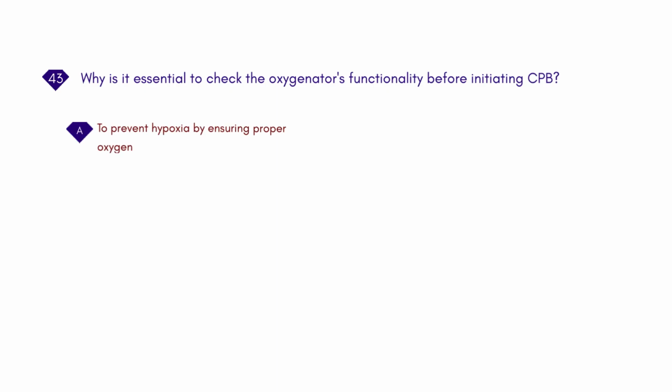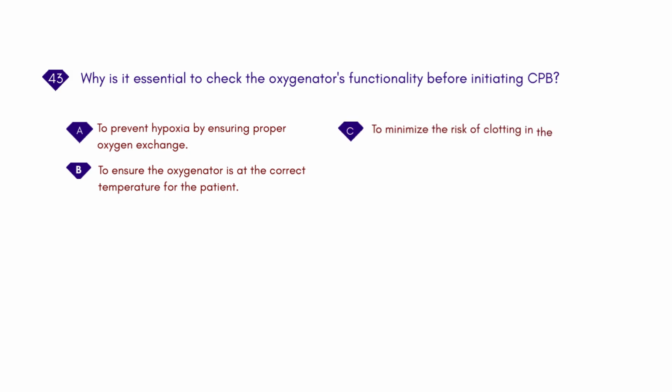A. To prevent hypoxia by ensuring proper oxygen exchange. B. To ensure the oxygenator is at the correct temperature for the patient. C. To minimize the risk of clotting in the oxygenator. D. To prevent excessive oxygen levels in the blood.